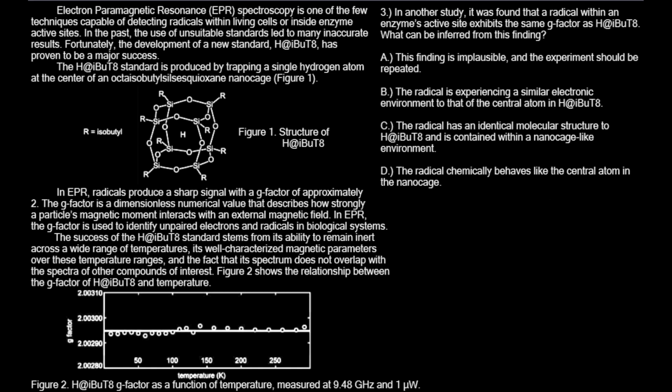at IBUT8. Answer choice C says the radical has an identical molecular structure to H at IBUT8 and is contained within a nanocage-like environment. Answer choice D says the radical chemically behaves like the central atom in the nanocage.